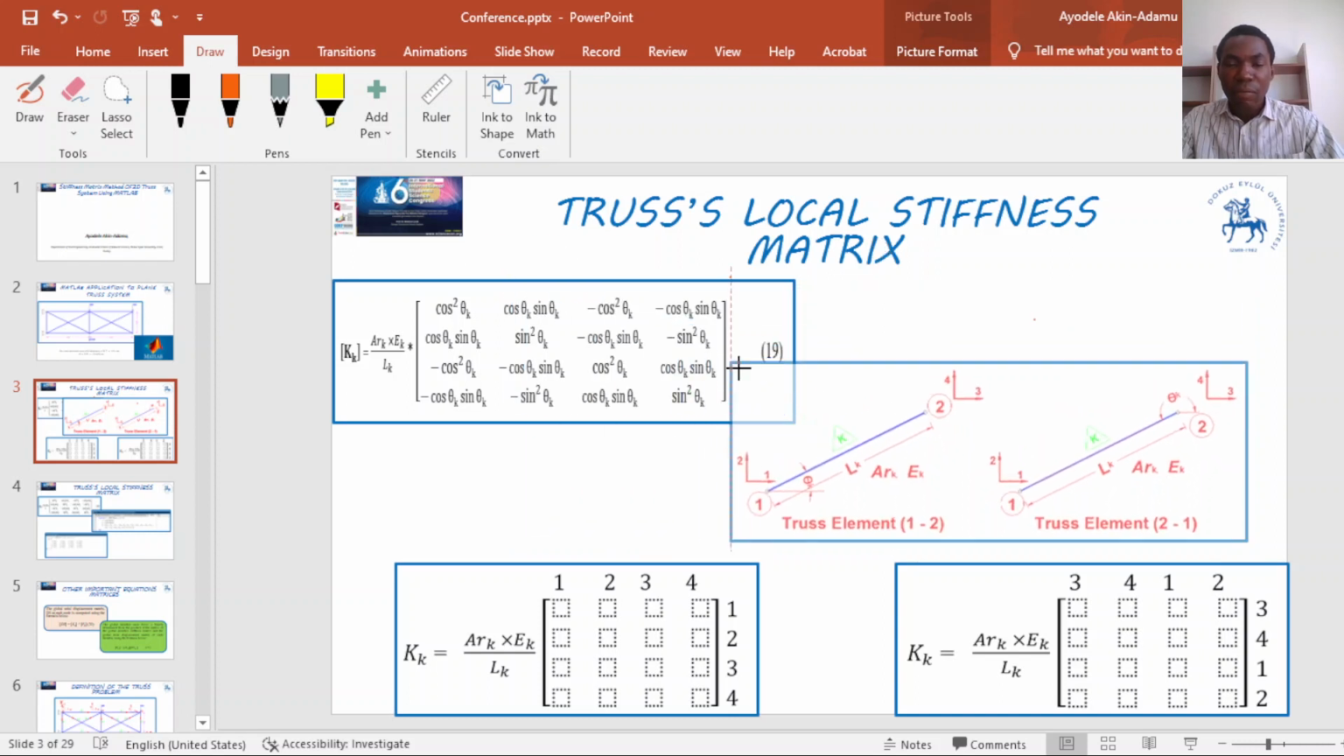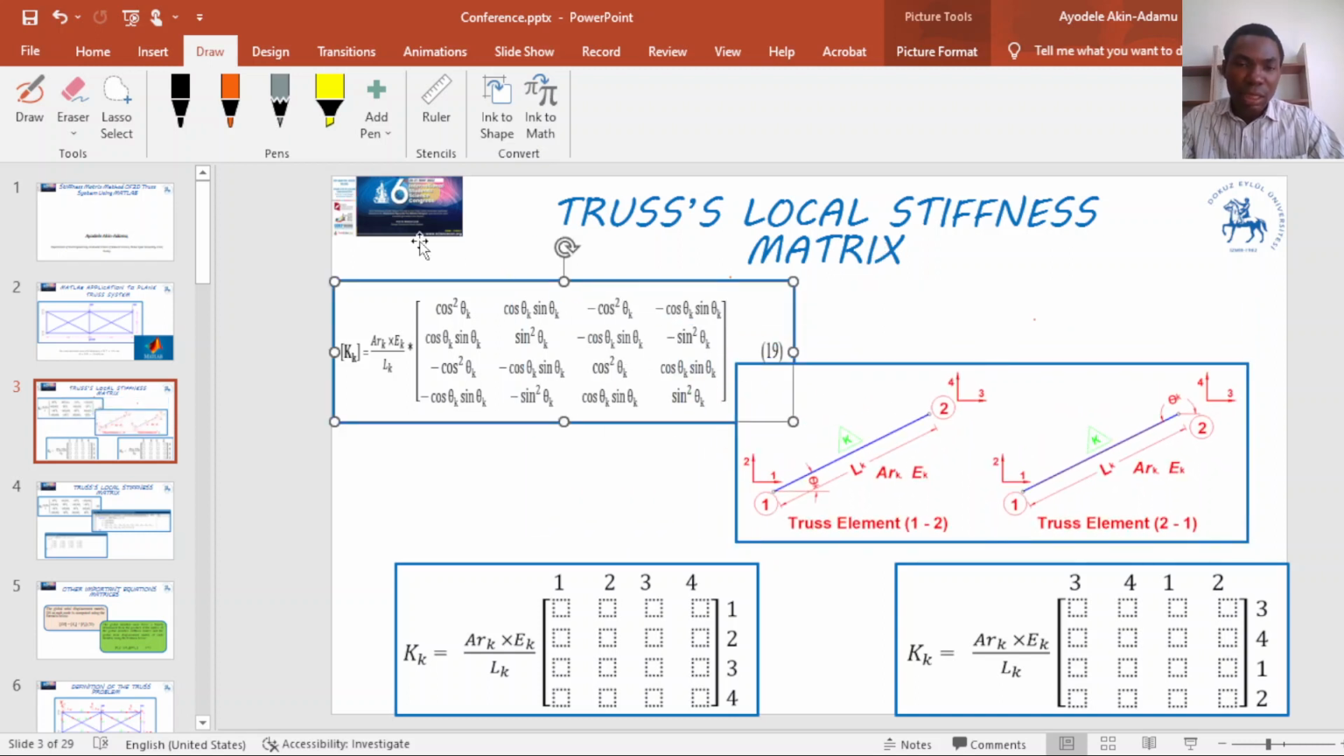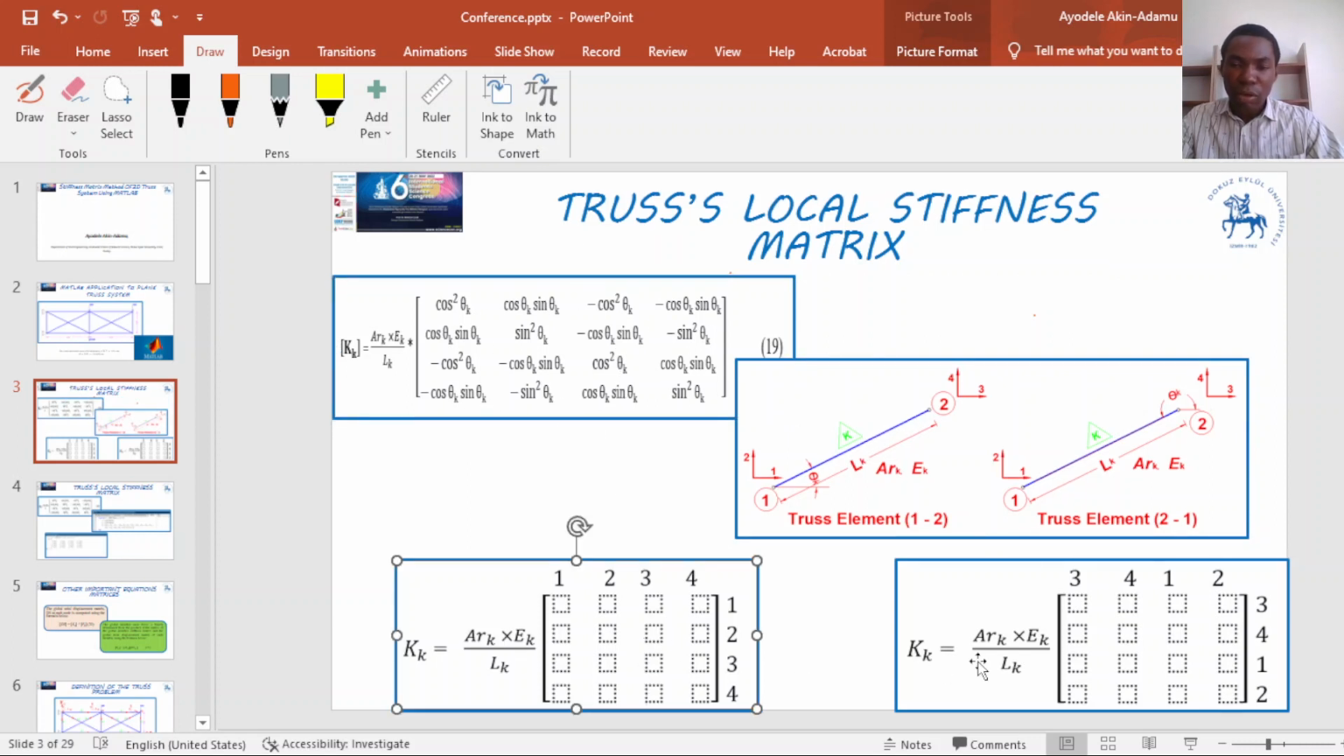So I will repeat myself. This is the local stiffness matrix for a truss, which can also be written like this. It's blank here. This is for a member, truss element k.